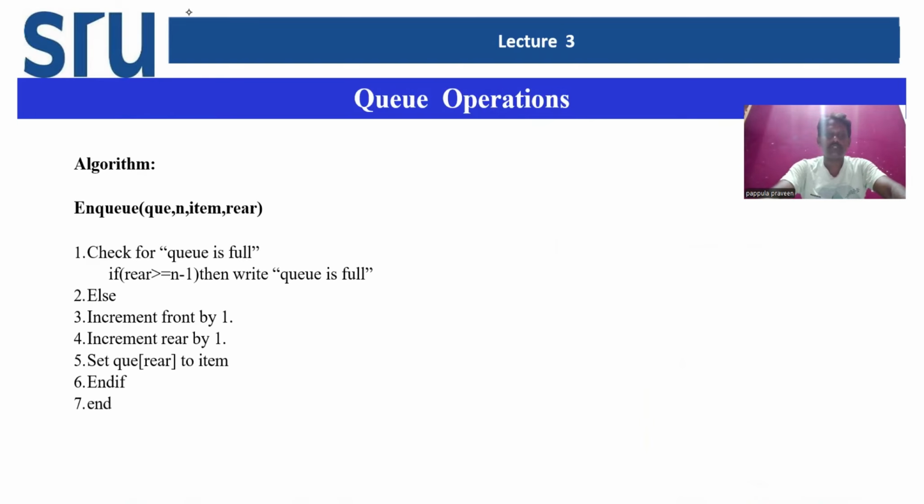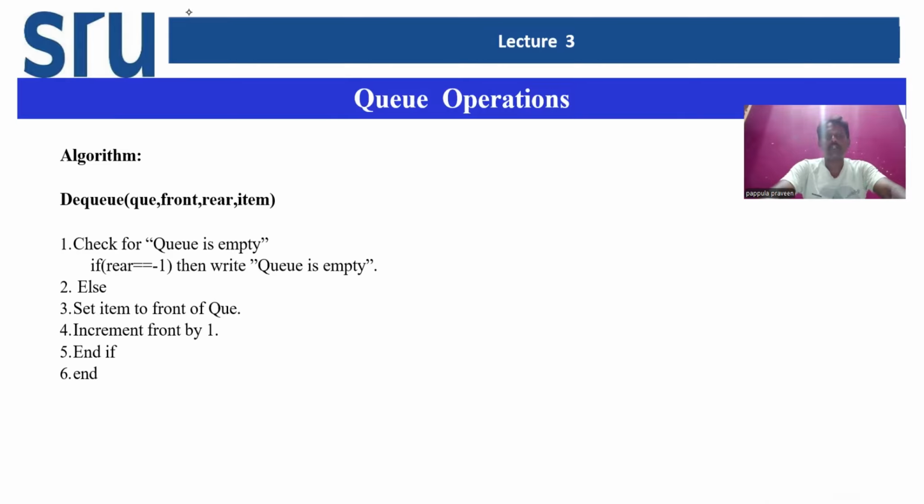Okay, this is the algorithm for the Enqueue. First, we check if rear equal to n minus 1, then there is no possibility to insert the elements. Initially front equal to -1, rear equal to -1. When you are inserting the elements, we have to increase the front value as well as the rear value, that is front equal to 0, rear equal to 0. So inserting elements means plus rear. Removing elements means plus front. So the Dequeue operation.